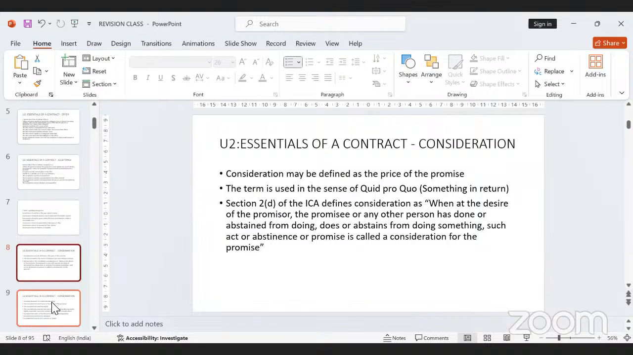It's consideration for me. And what is X getting? X is giving away 1 lakh rupees, but he is getting the house. That house is consideration for X, right? So consideration is the price of the promise. What you pay as a part of that contract, that is known as consideration, right?